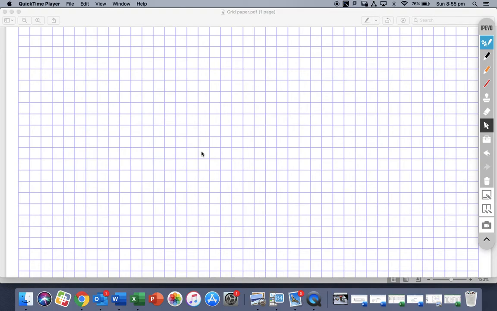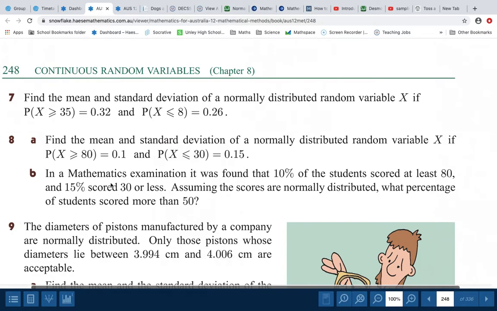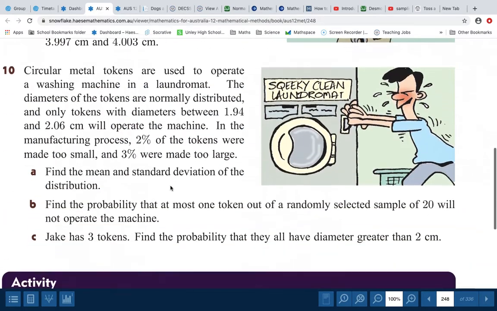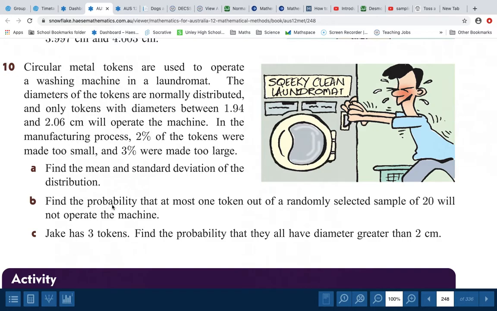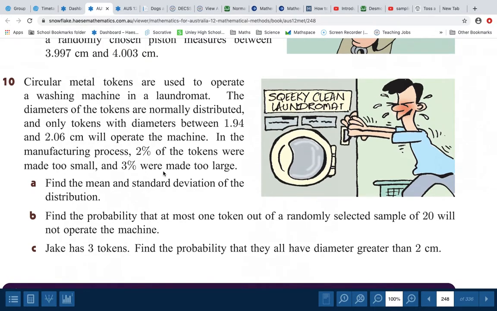Okie dokie. We are looking at 8F2. Last question. It's a long one, but I thought if you could do this one, you've understood the topic pretty well. So it's about tokens in a washing machine. More specifically, the diameters of the tokens. They're normally distributed. Only tokens between 1.94 and 2.06 diameter will operate the machine.